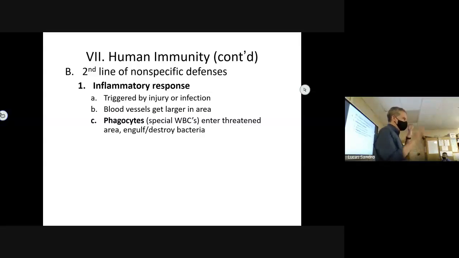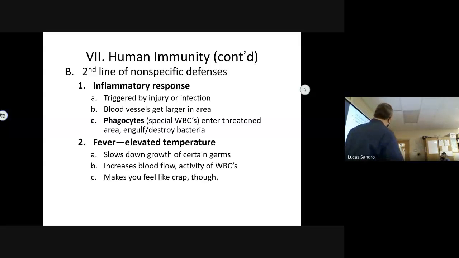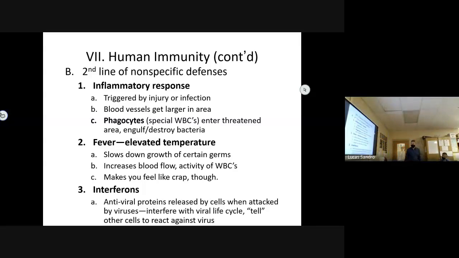Phagocytes we talked about as the ninjas of endocytosis, pulling stuff in and destroying it and themselves. And then fever, which slows down the bad guys and speeds up good guys. And interferons, which are specifically antiviral.